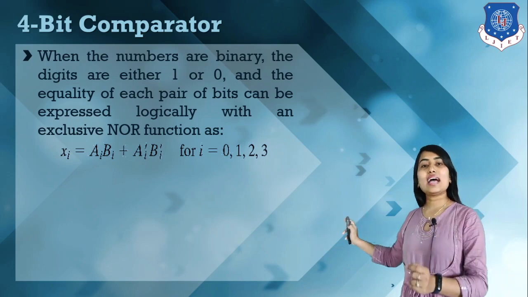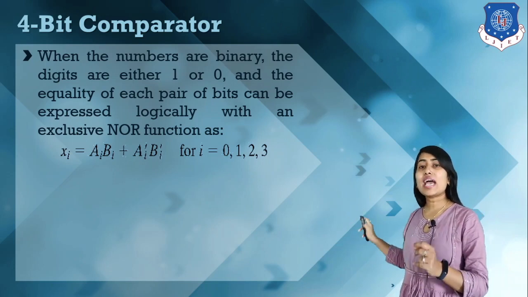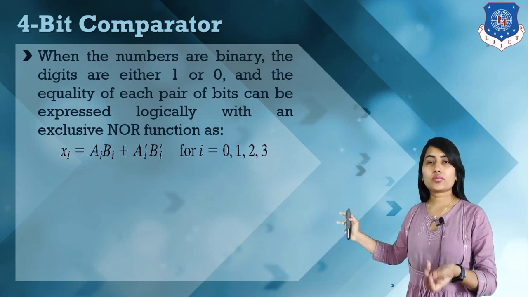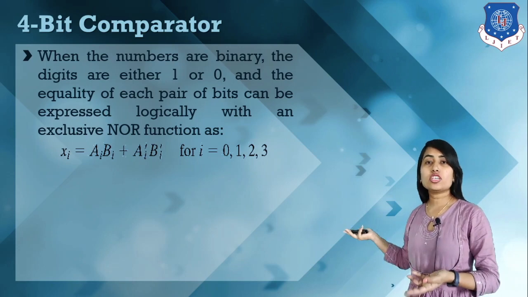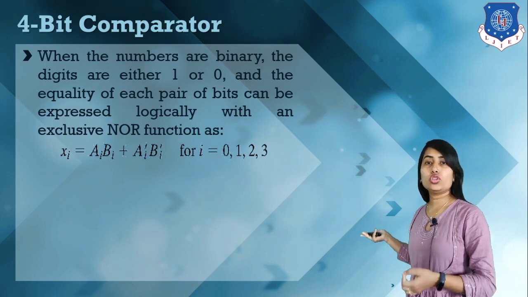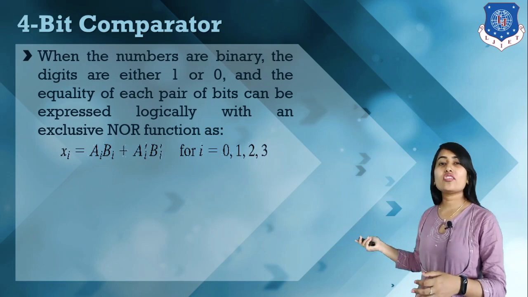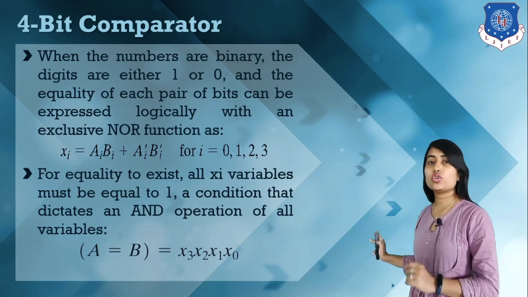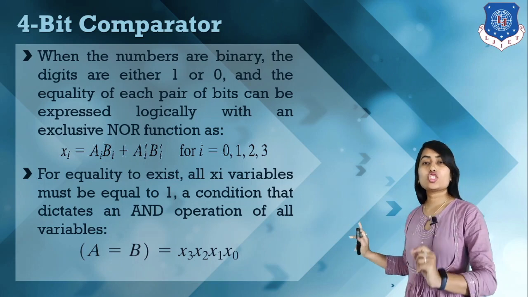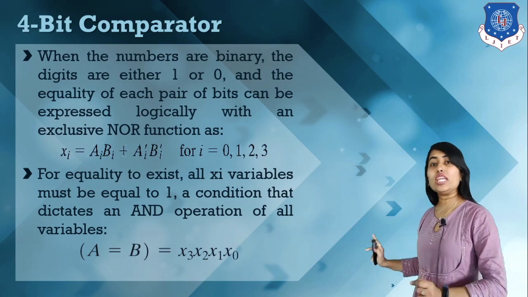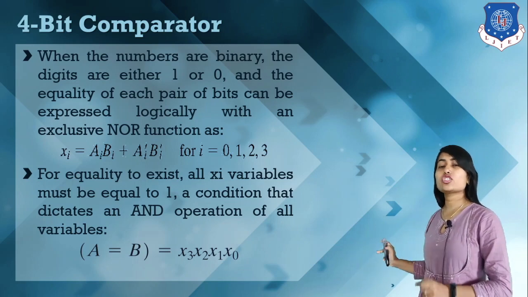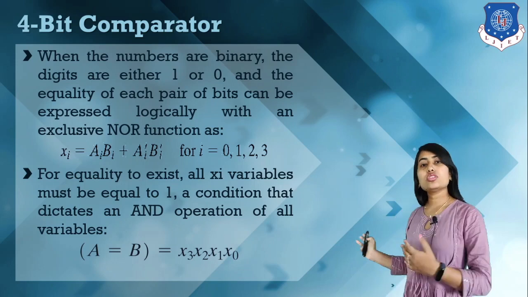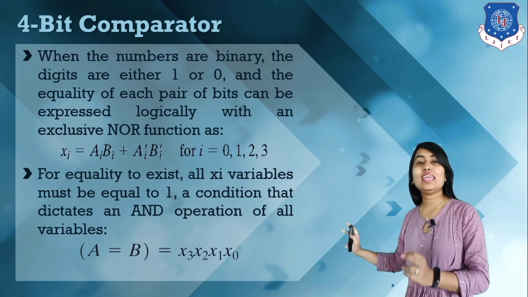Okay, for xi is equal to ai into bi plus ai dash into bi dash. This indicates that here we have XNOR operations between individual terms where i is equal to 0, 1, 2, 3. So by considering this we can write the equation for the equality, that is x3, x2, x1, x0. That means if we have a3 XNOR b3, a2 XNOR b2 into a1 XNOR b1 into a0 XNOR b0, then and only then we can say that we have A equals to B. Okay, so this is how we can deduce the equation for A equals to B.